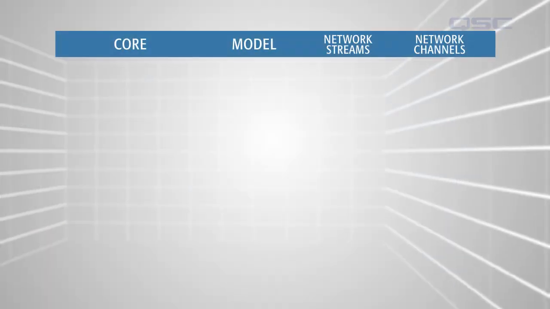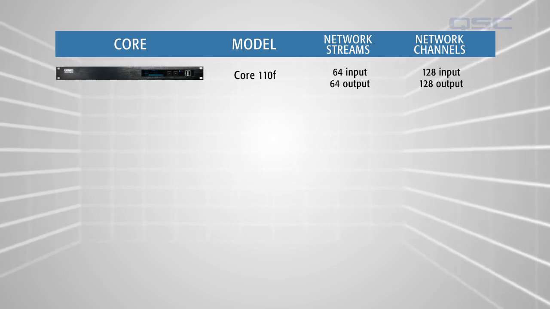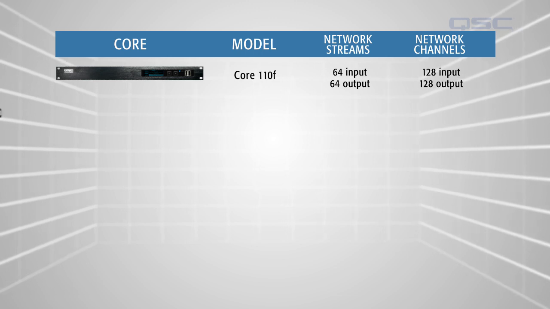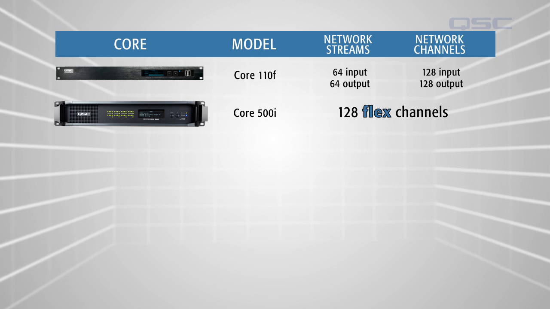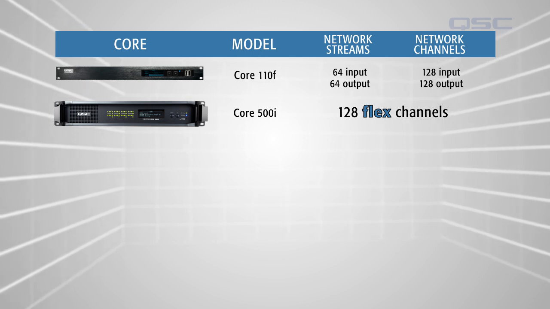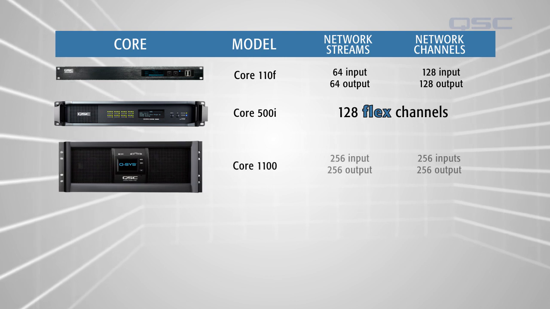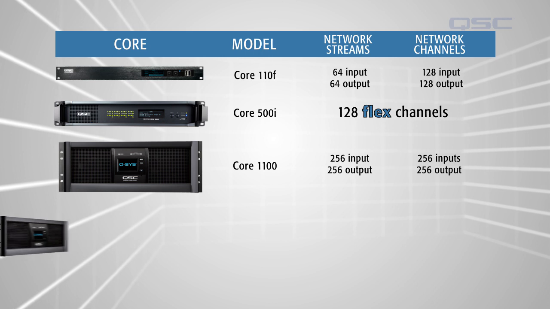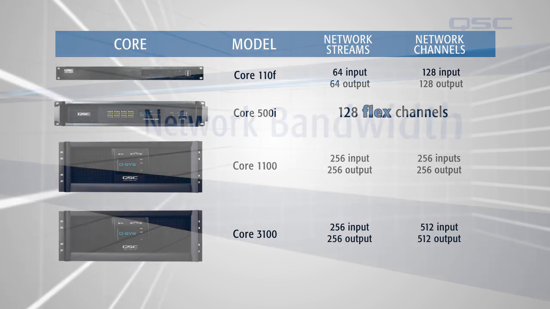And different cores can handle different loads. The Core 110F can handle up to 128 input channels and 128 output channels. The Core 500i has 128 flex channels, which can be used as either inputs or outputs. The Core 1100 can handle up to 256 channels in and 256 channels out, and the Core 3100 can handle up to 512 by 512.